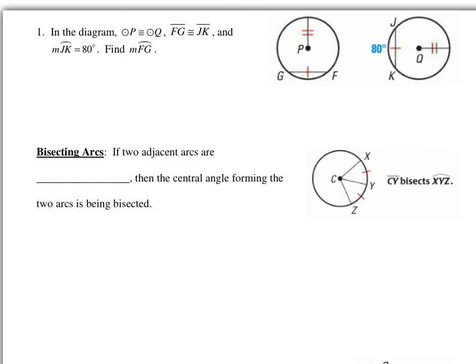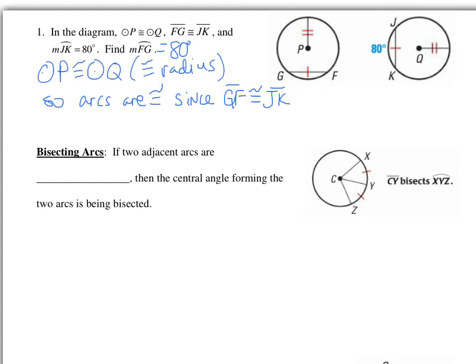So with this first example, we can see in these two circles that the chord FG is congruent to chord JK, and we know they are congruent circles since the radius for both circles is the same. And we know that the measure of arc JK is 80 degrees, then we need to know what the arc of FG is. So since they are congruent circles, then we know that this would equal 80 degrees as well.